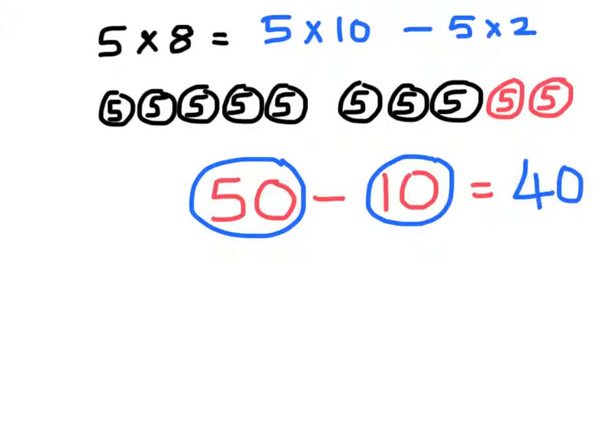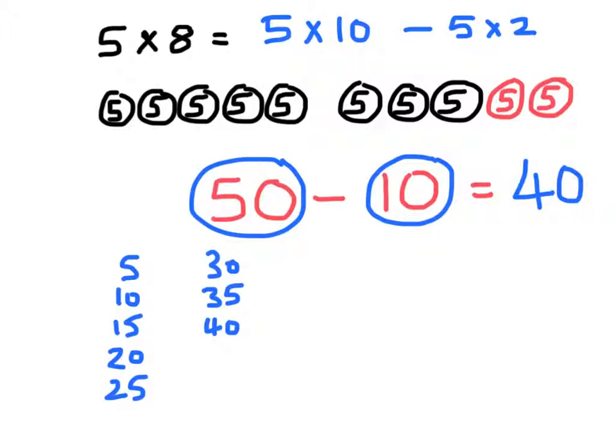Much easier than trying to count on your fingers 8 times, but we can check that. 5, 10, 15, 20, 25, 30, 35, 40. 8 piles of 5 is 40.